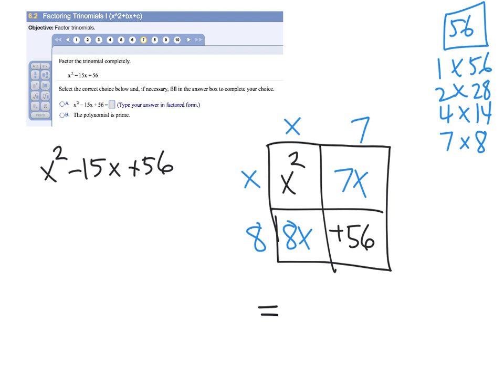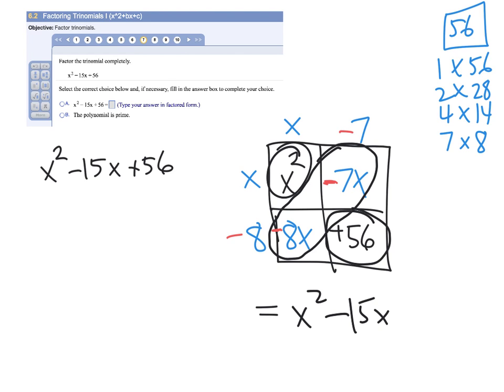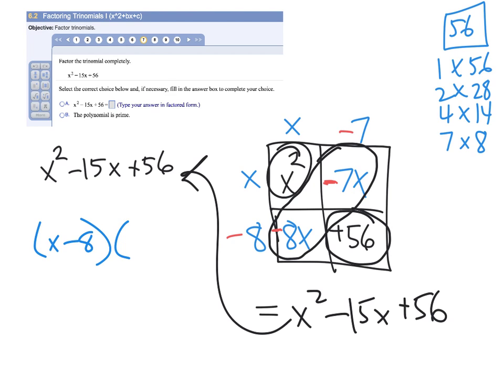That means we know that this has got to be a negative 7 and this has got to be a negative 8. And so that means this is going to be a negative 7x. This is going to be a negative 8x. So when we combine our like terms, you get x squared. Then you got negative 7x and negative 8x. That gives us negative 15x. And then you have your positive 56 or plus 56. So we ended up with exactly what we were aiming for. So what are our factored forms or factored terms? It's x minus 8 and x minus 7.